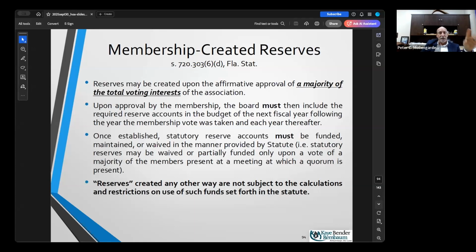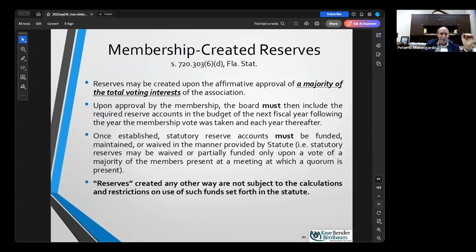Now, stop here for a minute. The first bullet point says reserves may be created upon the affirmative approval of a majority of the total voting interest of the association. That's how, if you're going to have a statutory reserve subject to the statutory restrictions of Chapter 720, they must be voted in by owners. In condominium associations, by law, they must have reserves budgeted. Okay. Certain reserves in a condo can be waived or reduced. Certain reserves for condominiums cannot be, for those that have buildings 3 stories or more. I'm not here to talk about condos, but you're going to hear a lot of talk about this.